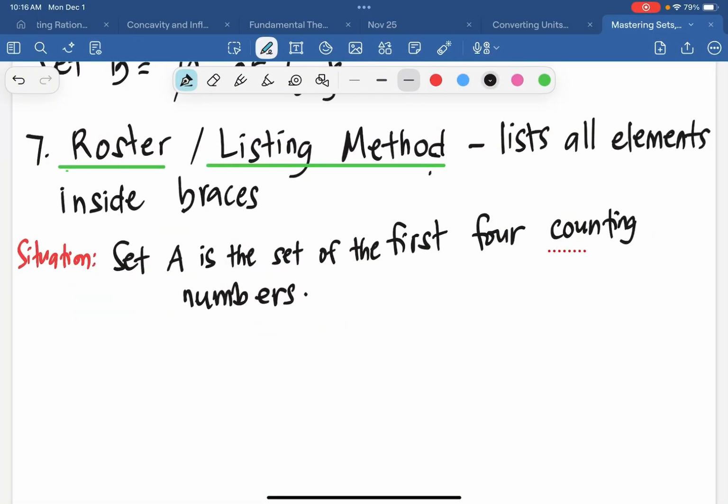Next term, we have the roster or listing method. We list all the elements inside the braces. Now, situation: set A is the set of the first 4 counting numbers. So we know that the counting numbers start with 1, so we get to have 1, 2, 3, and 4. So we write it this way. A is equal to {1, 2, 3, 4}. Now we read this as set A is the set containing 1, 2, 3, and 4. Again, listing method or roster, you just list all elements.